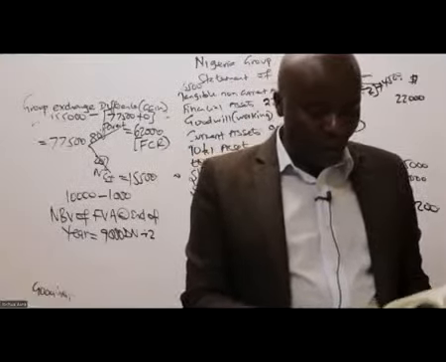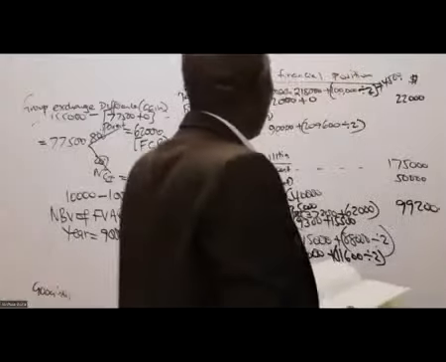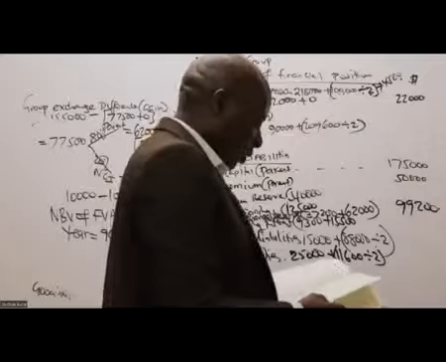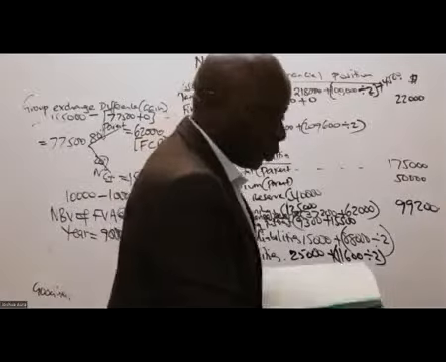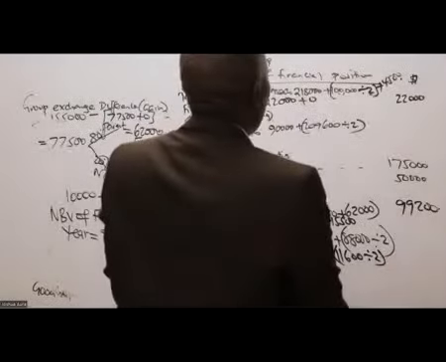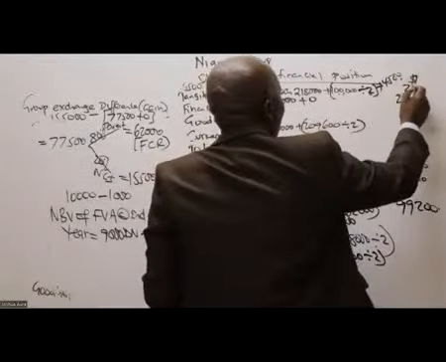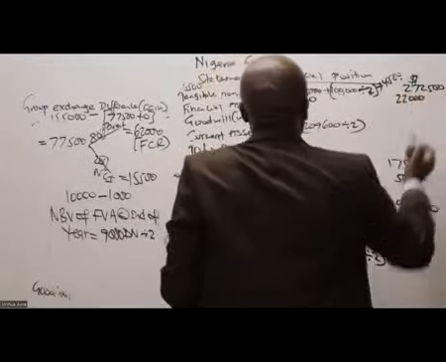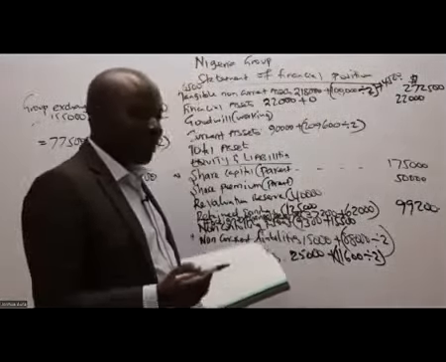272,500, they're giving me. 272,500, right? Hebu tuende polepole hapa. Tuende polepole hapo kwanza.